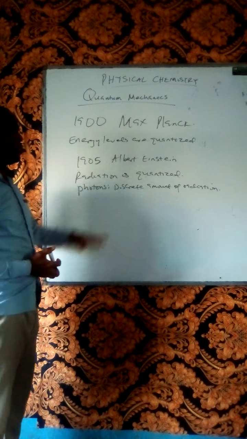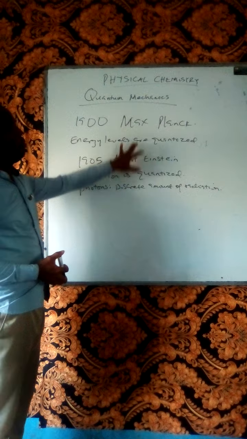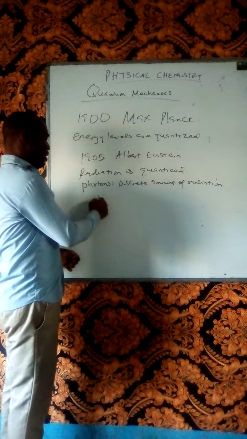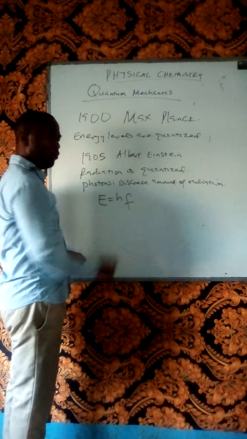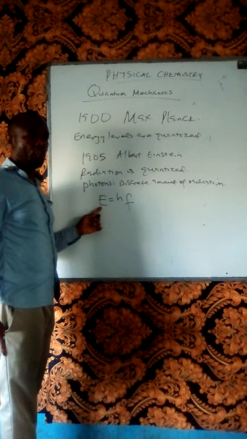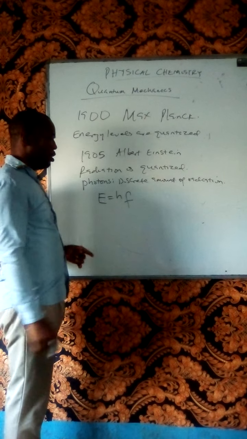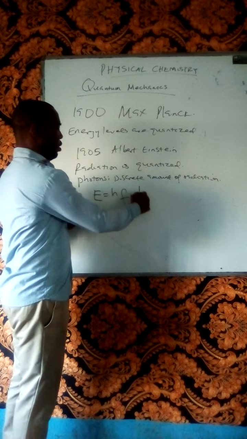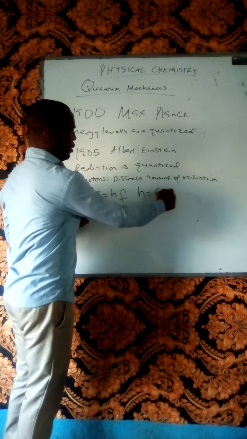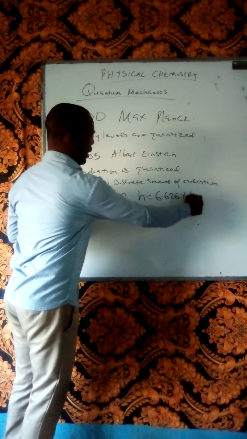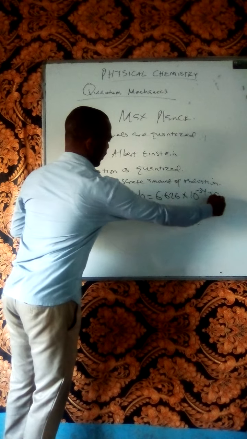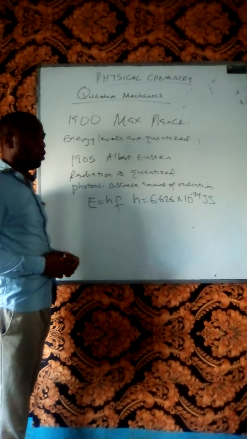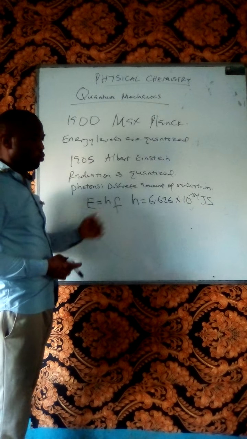Then, looking at Einstein's work, Planck developed an equation known as the Planck equation, given as E equal to hf, where E stands for the energy of a photon, h is the Planck constant, and f is the frequency of radiation. The Planck constant h is 6.626 times 10 to the power minus 34 joule seconds. So this is the Planck constant. If you want to calculate the energy of radiation or energy of a photon, we apply the Planck equation.